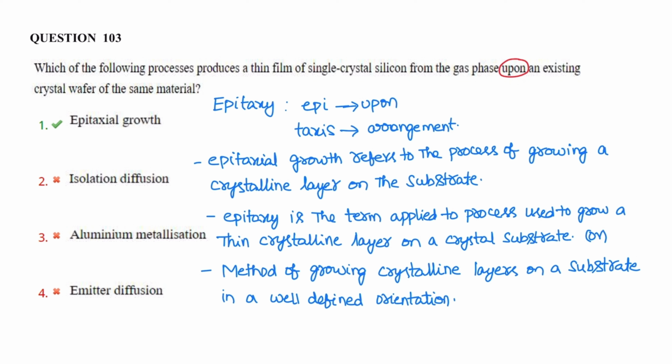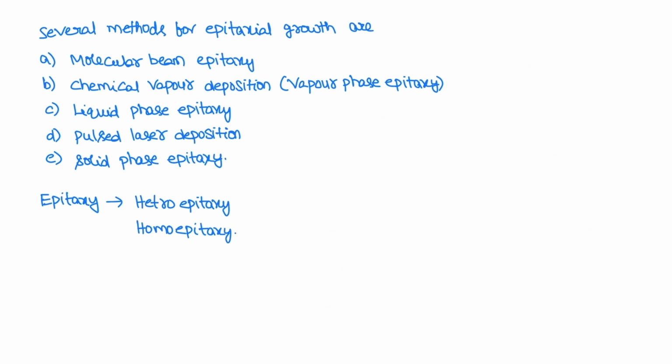So epitaxial growth refers to the process of growing a crystalline layer on a substrate, and these are the various methods for epitaxial growth: molecular beam epitaxy, chemical vapor deposition, liquid phase epitaxy, pulsed laser deposition, and solid phase epitaxy. And epitaxy is again categorized into two types: heteroepitaxy and homoepitaxy.